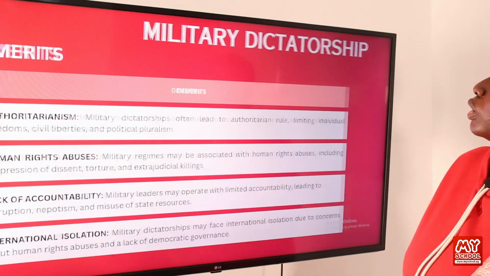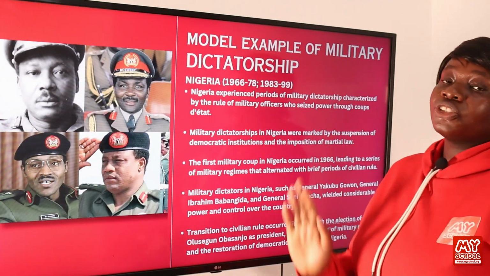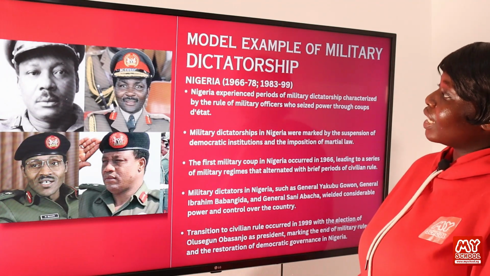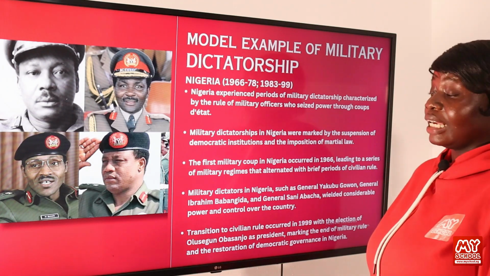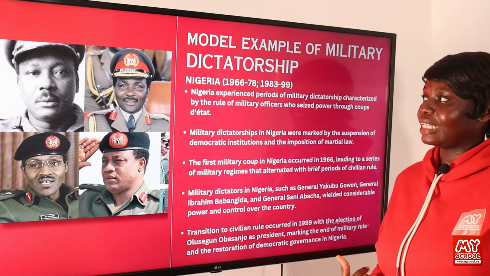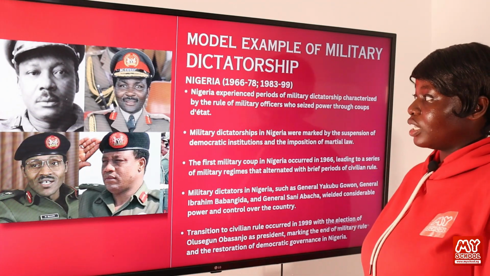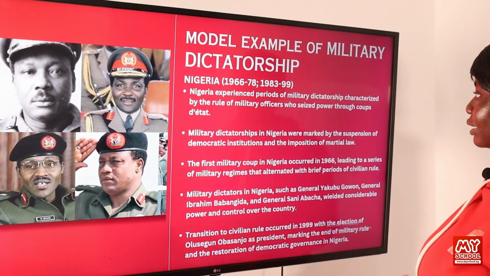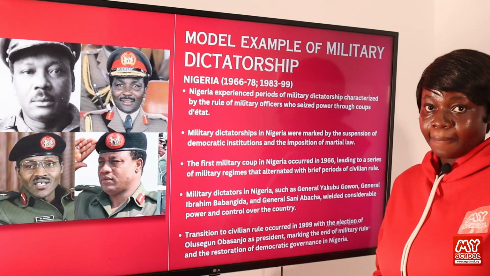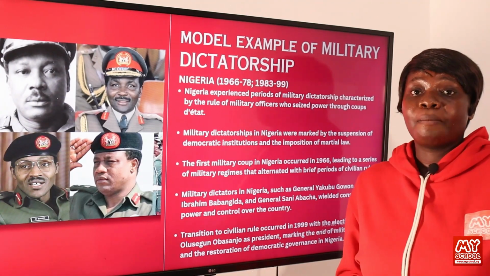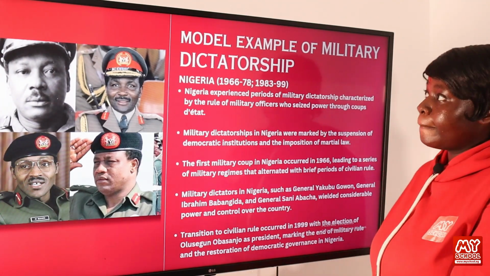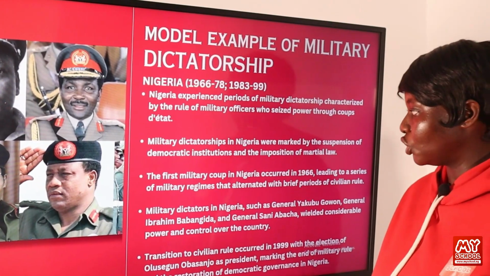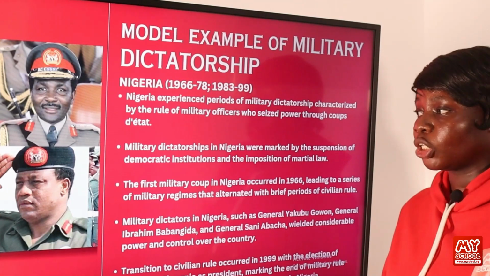Let's move on to model examples of military dictatorship. Nigeria is a model example. So between 1966 and 1978 and between 1983 and 1999, we were under military dictatorship in Nigeria. This military dictatorship was characterized by the rule of military officers who seized power through coup d'etat. So these military leaders came into power by seizing power from the civilian government. Also, military dictatorship in Nigeria was marked by the suspension of democratic institutions and the imposition of martial law.